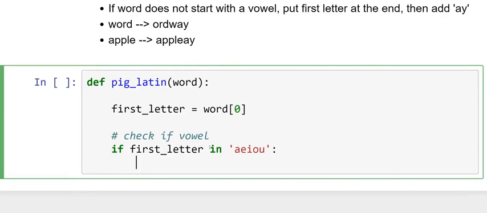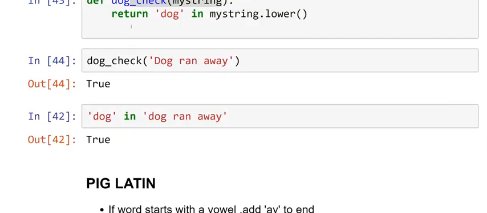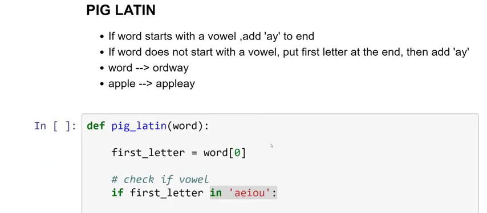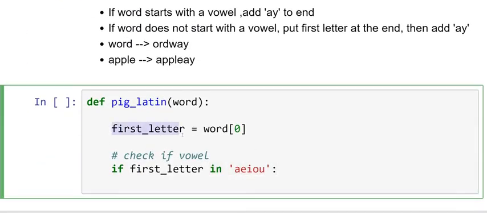So if this first letter is actually in this string of vowels, notice this is kind of the same check we did up here with "dog in my_string.lower". Instead, now we're checking, hey, is this first letter in this string? Meaning, is it in this string of vowels? What we're going to do is construct the word. So we'll say pig_word is equal to, if it's a vowel, all we end up doing is we grab the normal word and then add "ay" to the end of it.